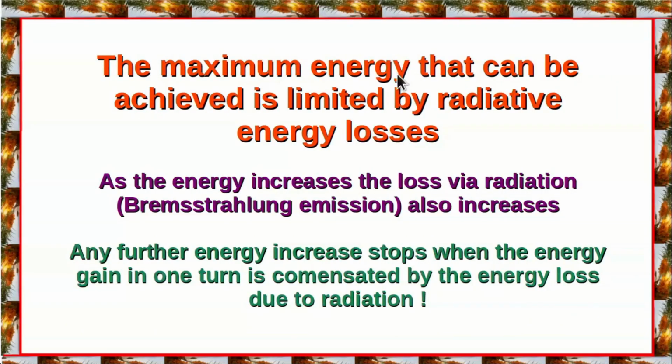The maximum energy that can be achieved is limited by radiative energy losses. That means as the particles' energy increases, these particles being charged, they emit radiation and thereby lose energy. So the higher the energy, the larger will be the energy loss by these radiative processes. Now this process is known as Bremsstrahlung emission. So the higher energy will be limited by energy loss because of the Bremsstrahlung emission.